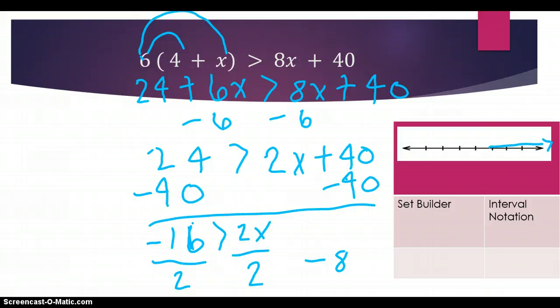And then I divided 16 by 2 and got -8. My set builder, I got x is greater than -8. And then my interval notation is -8 and the infinity sign on the right side, and then I graphed it with an open circle and the arrow pointing to the right.